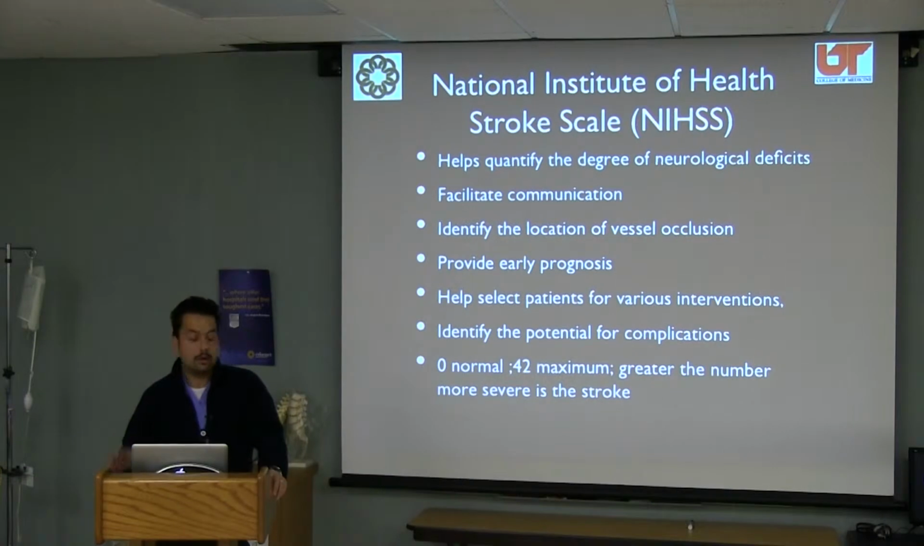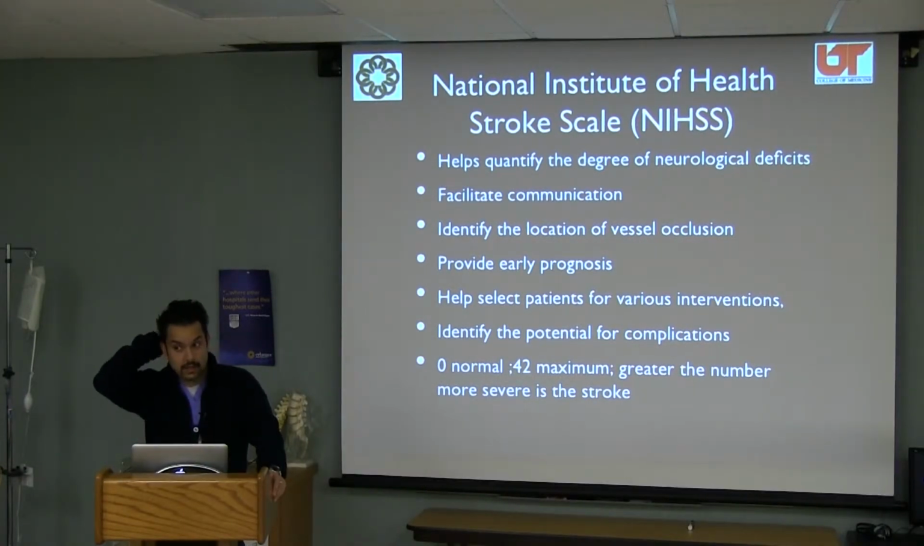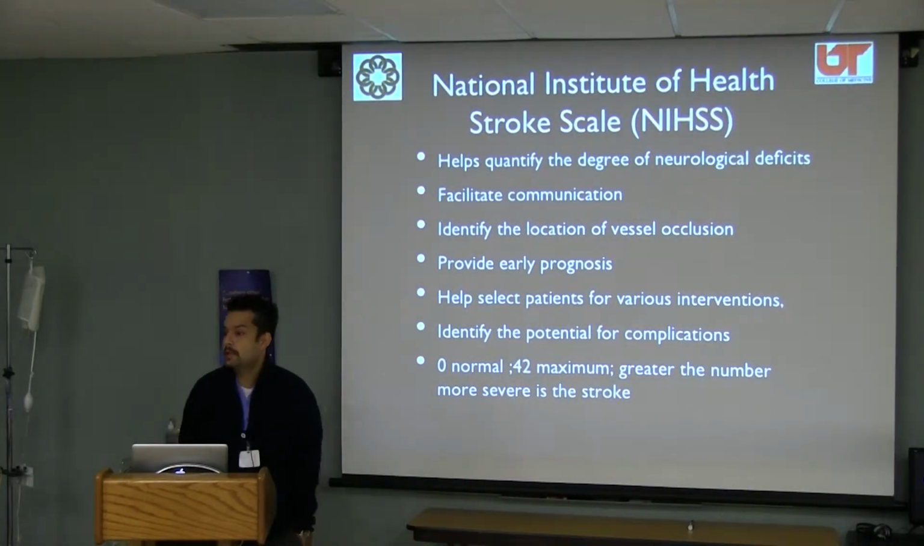Okay. Now, do you have any questions regarding the NIH stroke scale? Any confusion?